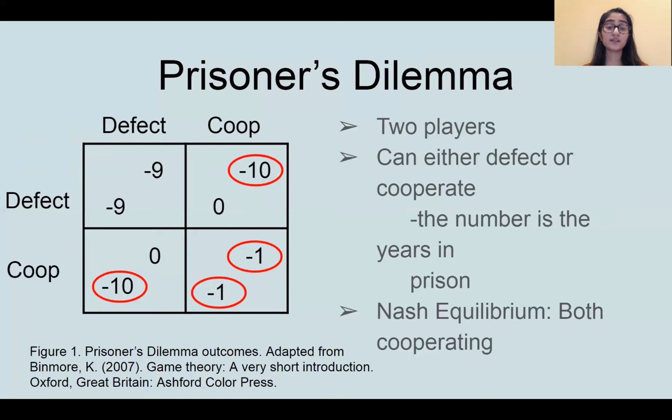In the image on the left, it shows that if both players defect, then they both get 9 years in prison. If one cooperates and the other defects, the one that cooperated gets 10 years in prison. If both of them cooperate, then they both get 1 year in prison, making the most equal and best outcome for both players being cooperation.